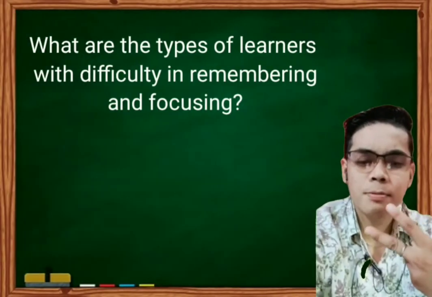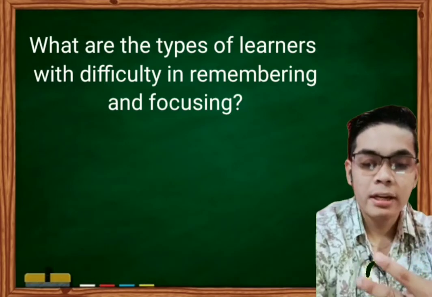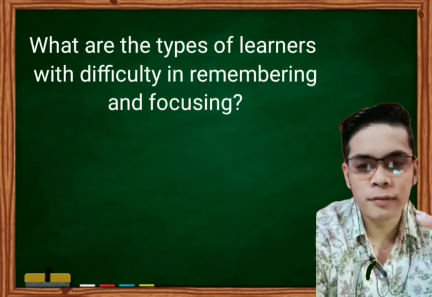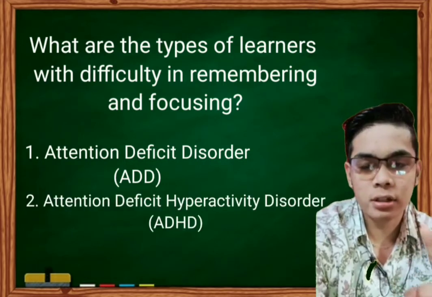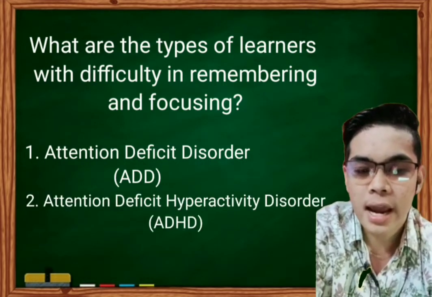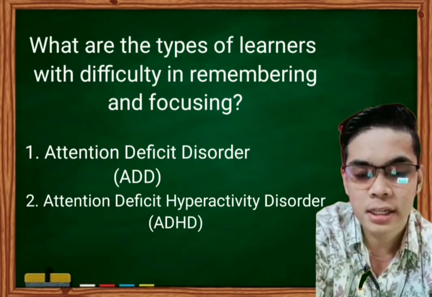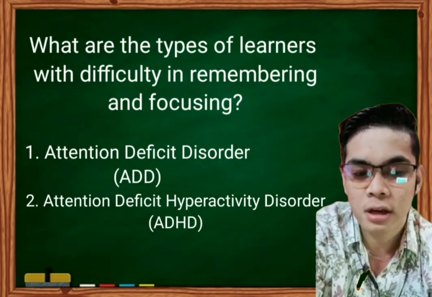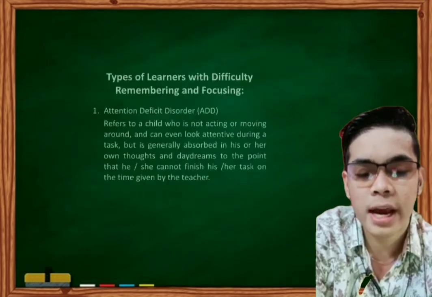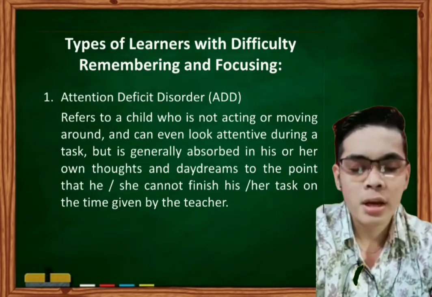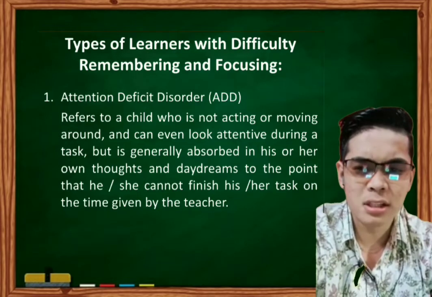There are two types of learners with difficulty remembering and focusing. The first one is the ADD, which is the attention deficit disorder, and the second one is the ADHD, which is the attention deficit hyperactivity disorder. The first one is the ADD, the attention deficit disorder. So what is this one?